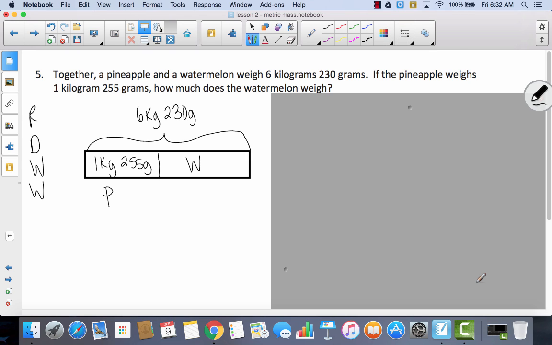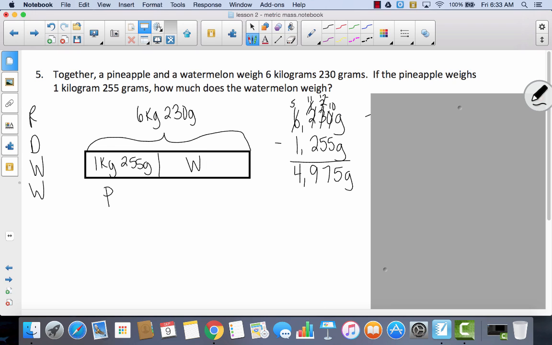Okay, so this is what my tape diagram looked like. I knew that together, the pineapple and the watermelon weighed 6 kilograms, 230 grams. And I knew how much the pineapple weighed, but I was missing the weight of the watermelon. So if I know the total and I know one part, but I'm missing a part, then I have to use subtraction to find the answer.